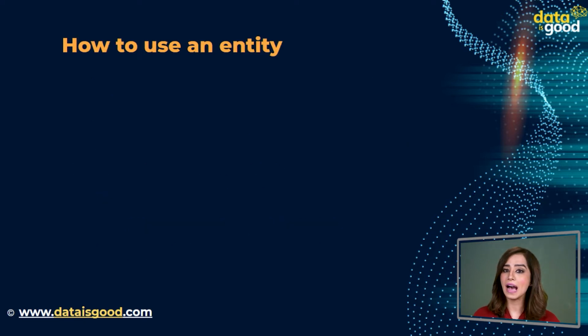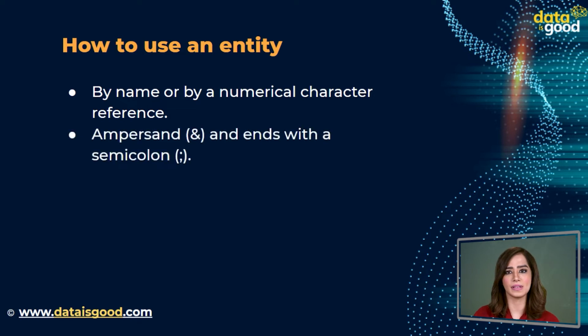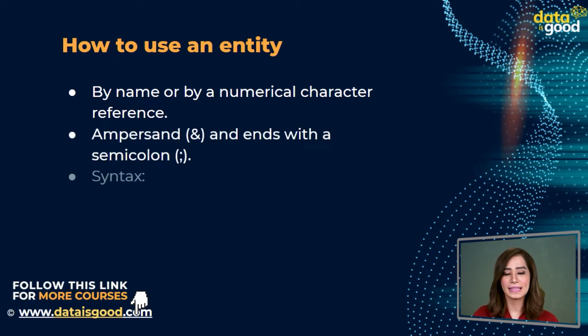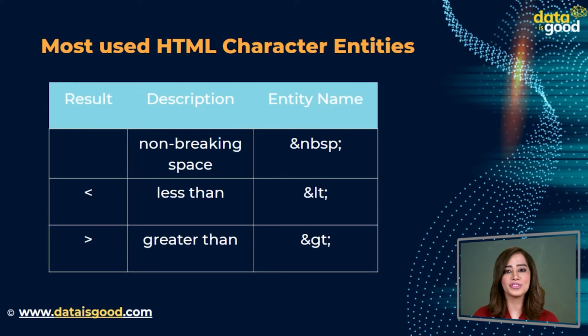Now let's see how to use an entity. You can use an entity in your HTML document by name or by a numerical character reference. Each entity starts with the symbol ampersand and ends with a semicolon. Syntax. Here's the table of most used HTML character entities.